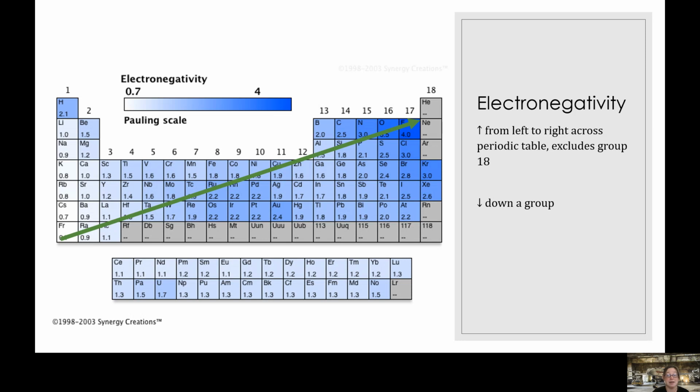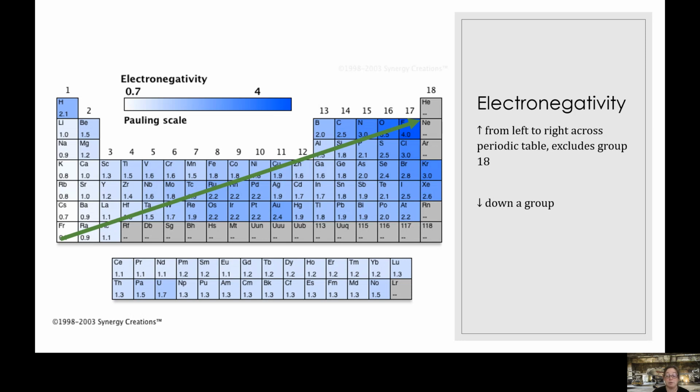Electronegativity has the same trend as ionization energy, with one exception. You do not include group 18 for this. Group 18 is not electronegative at all. It is the inert or the unreactive group. So we don't involve those in electronegativity. So fluorine is the most electronegative element. Francium is the least electronegative element. Electronegativity increases from left to right across the periodic table, excluding group 18, and it decreases as you go down in group. Again, this has to do with the number of electrons and how big an atom is.